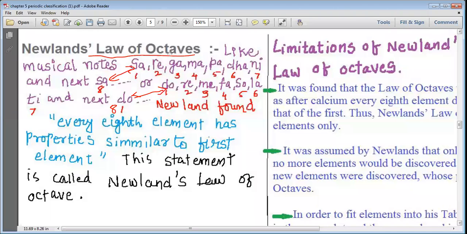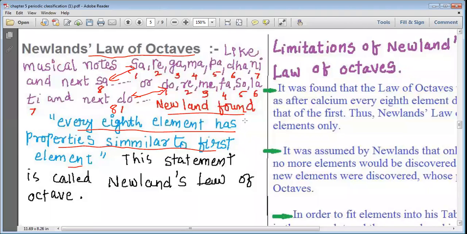Newland's law of octave. Newland says that like the musical notes, sa re ga ma pa dha ni, and again the eighth comes sa, or the Western way do re mi fa so la ti, the next eighth is similar. Even Newland found that every eighth element has properties similar to the first element.